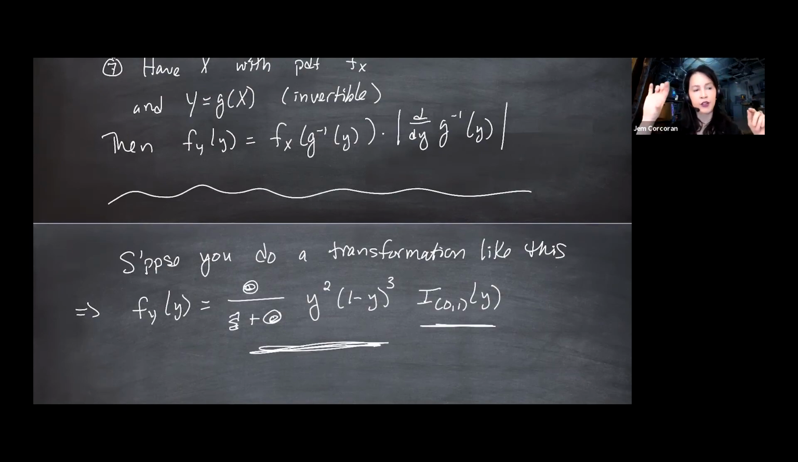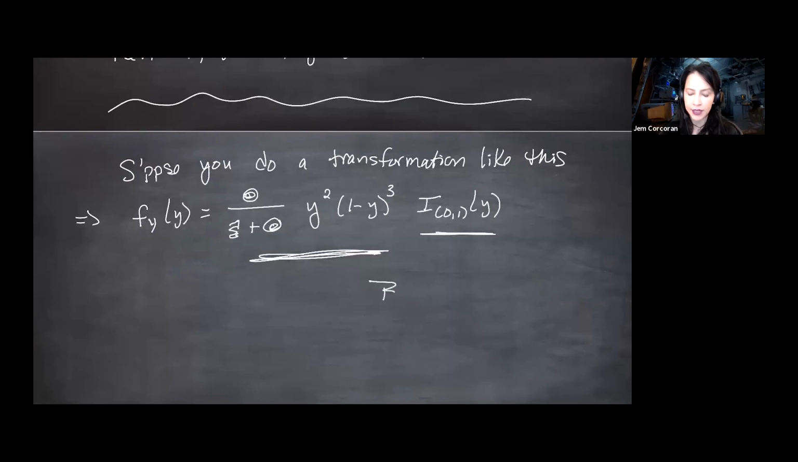So if you're going from the interval from 0 to 1, the height is 1, so that the total area under that rectangle is 1. But if you're going from 0 to 2, the height has to be 1/2. And this is more complicated than that, because I've got a y squared times 1 minus y cubed. So the only other distribution that appears to match on the table is the beta distribution.